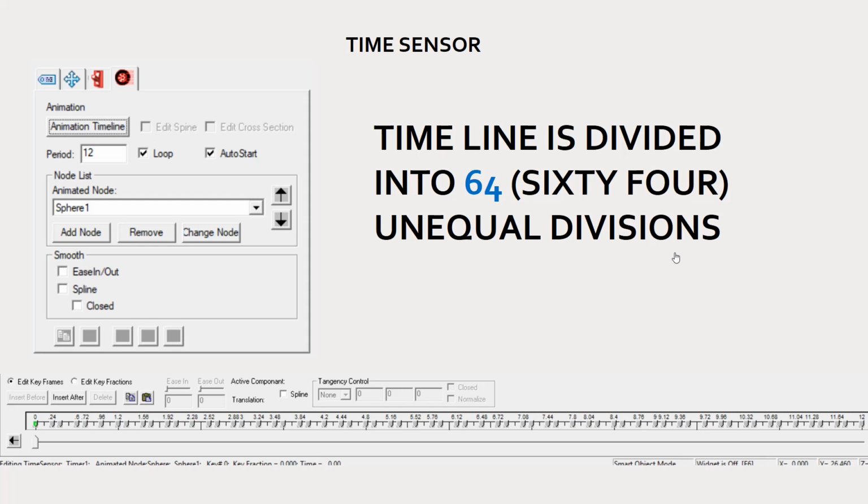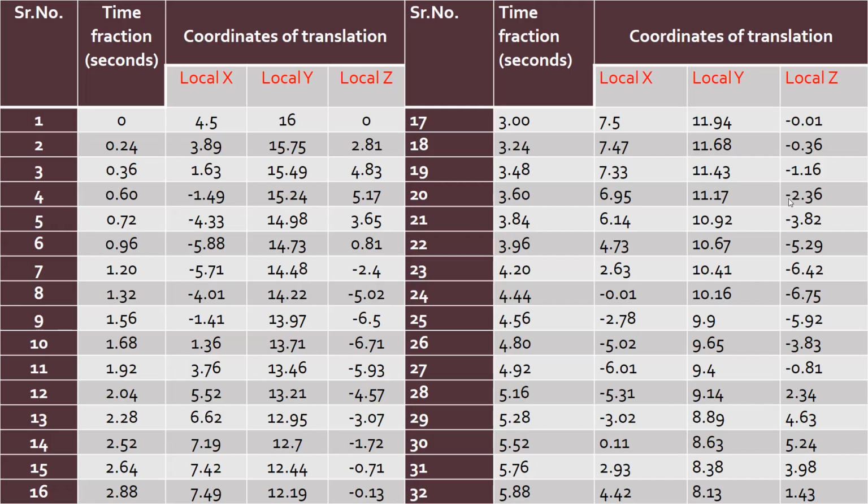Now the timeline is of 12 seconds, and it is divided into 64 unequal divisions. You can see the period is of 12 seconds. It is divided into 64 unequal divisions, and you have to create almost 64 key fractions. You can use after or before key buttons for creating all these key fractions. That is a very laborious thing.